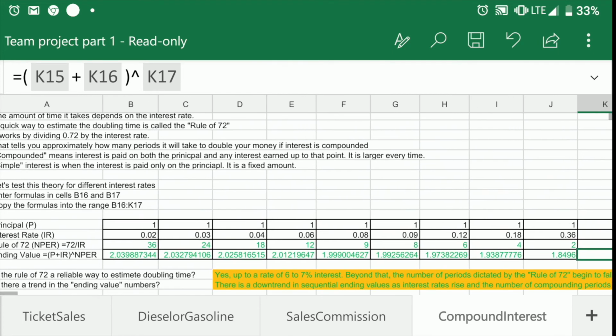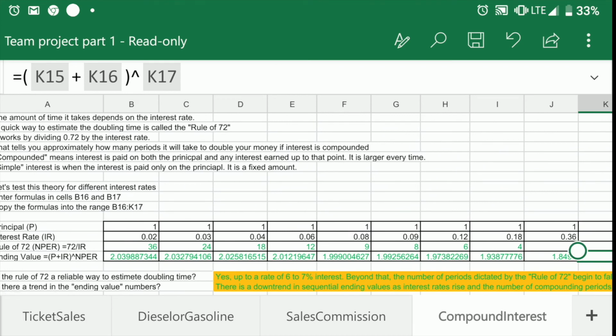In each case that we're seeing, we observe what happens to $1 principal based on different interest rates coupled with the rule of 72. So the test factors and results are placed on range B15 through K18. More specifically, B17 through K17 required us to apply the rule of 72 to all cells in that particular range.